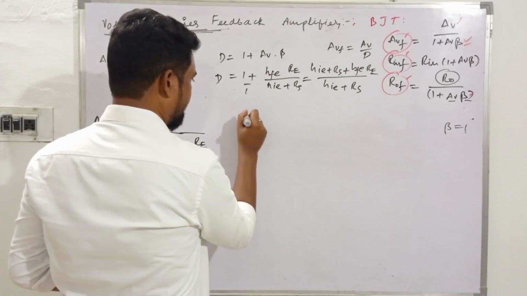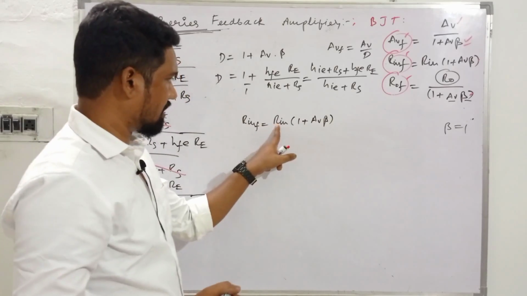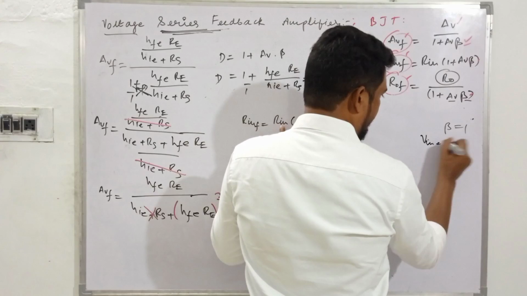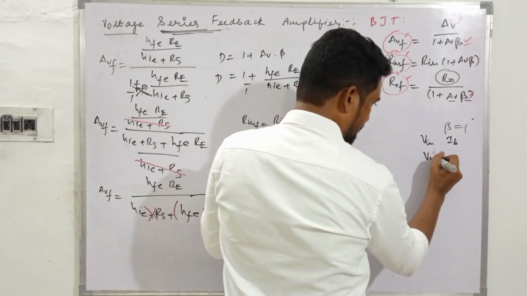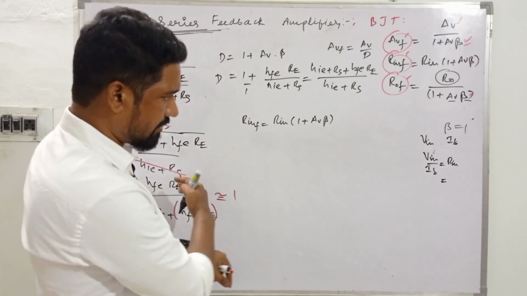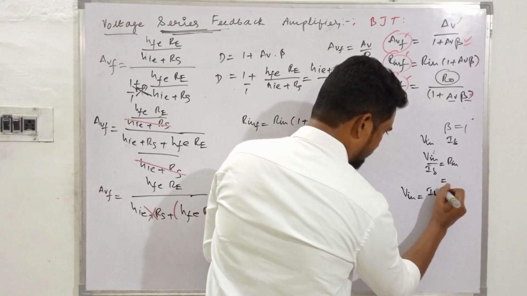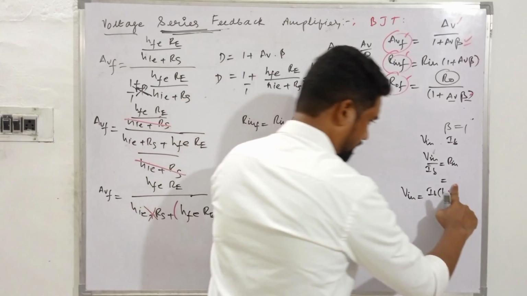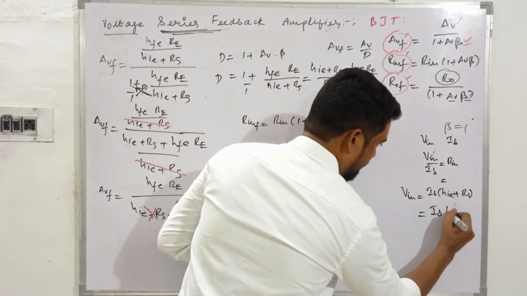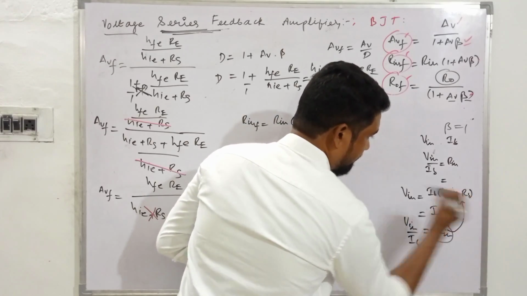Now RIF, the input resistance with the feedback, is Rin into 1 plus AV into beta. Now what is Rin in general? Rin is the input resistance of the transistor. Vin is the input voltage and Ib is the input current. So Vin by Ib will be equal to Rin. Previously we had Vin as Ib into HIE, the input resistance, plus RS, which also has some little influence. So Rin, which is Vin by Ib in general, will be equal to that itself.